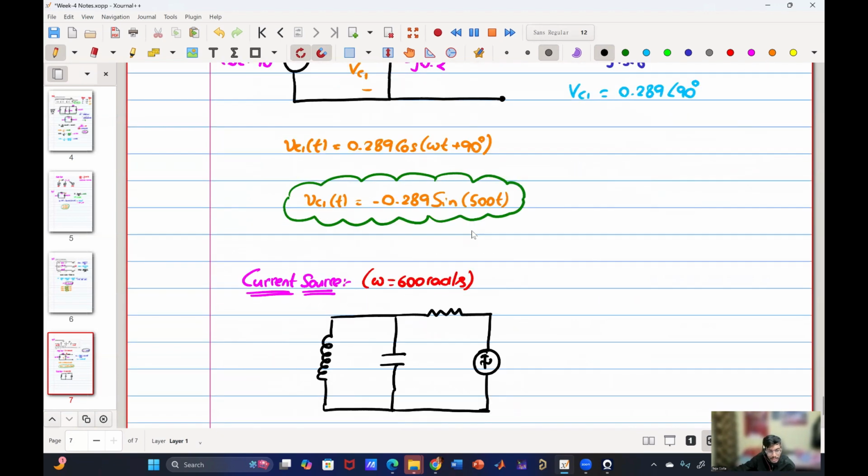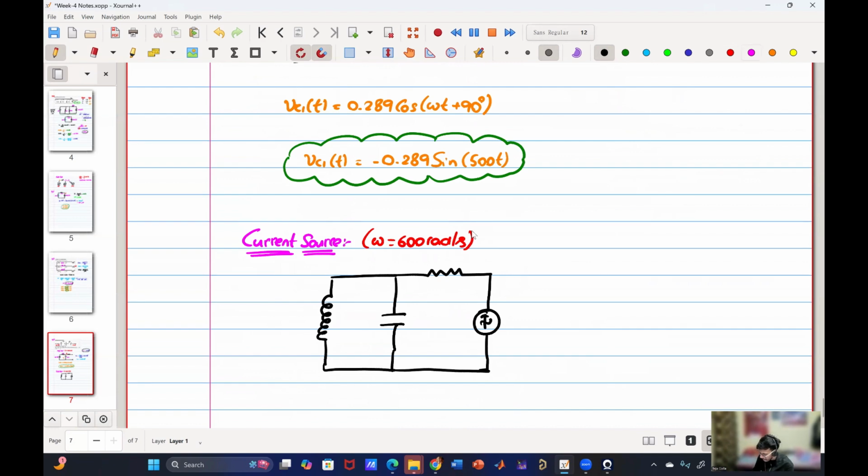So let me write the values. If you calculate again for this omega, you will get 20 angle minus 90 degrees. Sorry. So this you will get j16.8 and then this you will get minus j/6. And we are asked to find this voltage, plus or minus VC2.